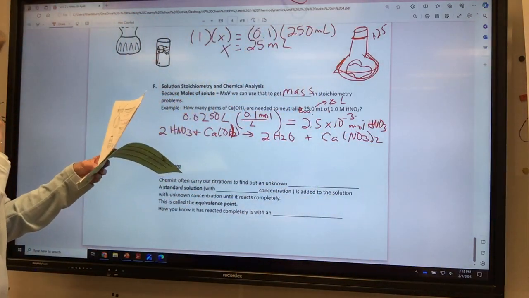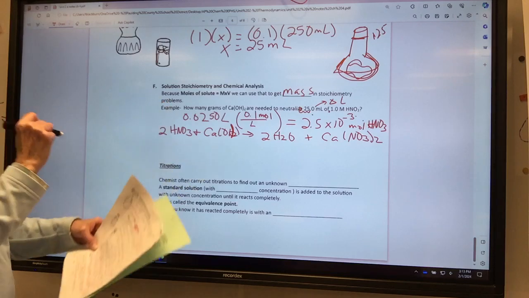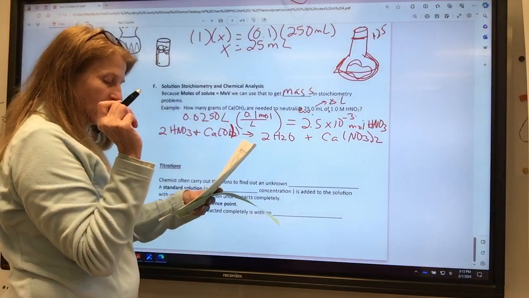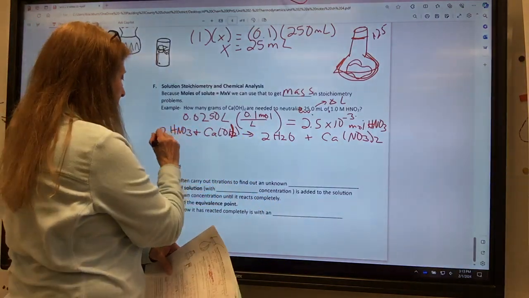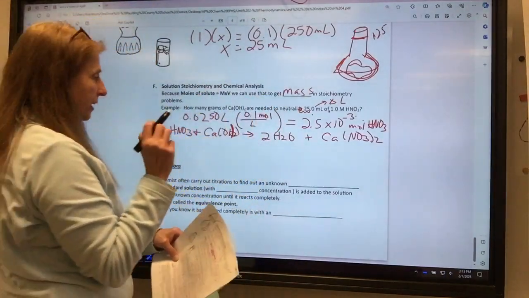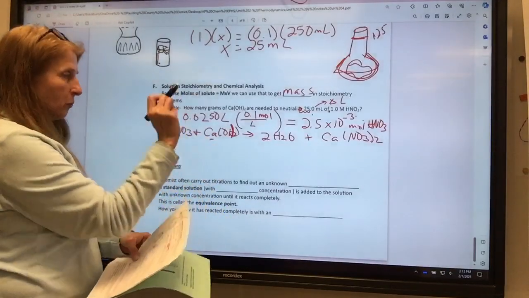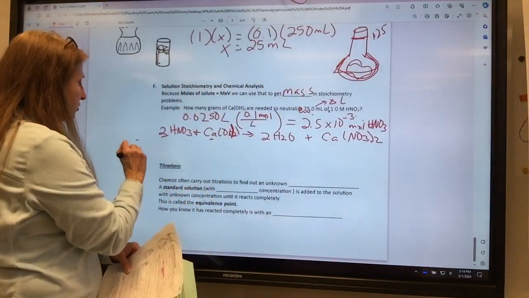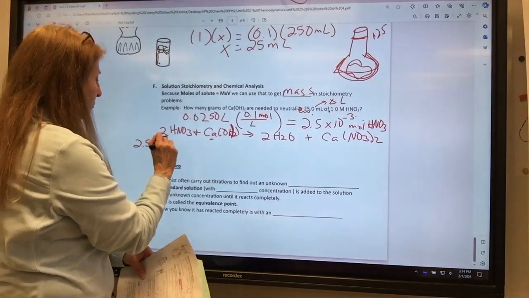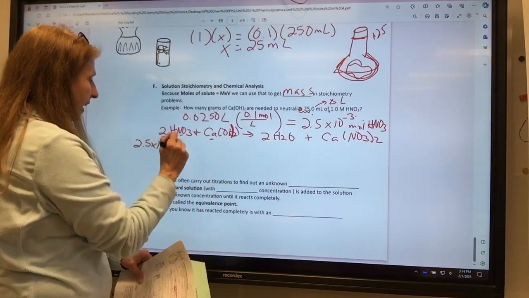Okay, and now we're going to get how many grams of calcium hydroxide, just doing a stoichiometry problem. So my ratio is 2 to 1, because of that 2. The other one is 1. My calcium hydroxide, that's what I'm going for. So I start with what I know, what I got here. It's 2.5 times 10 to the negative third power moles of this HNO3.